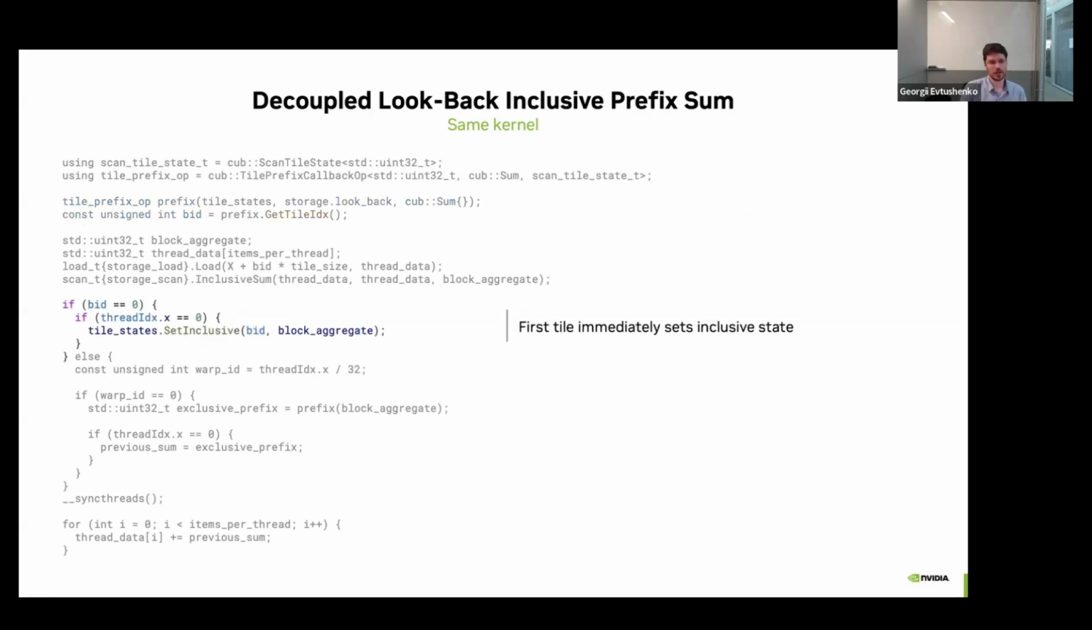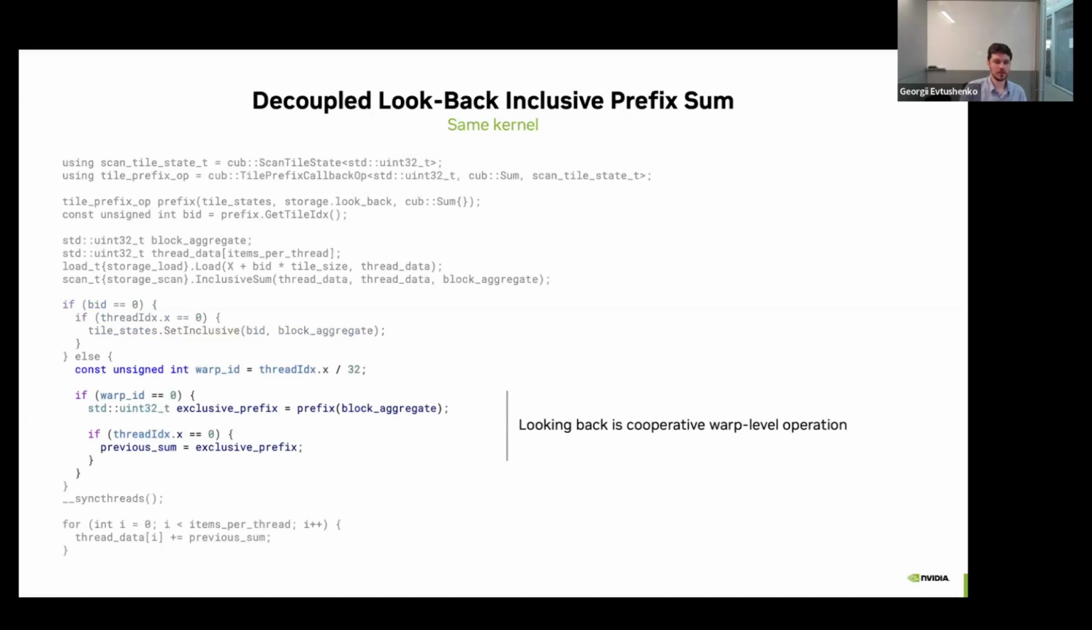Now, the first tile doesn't have to look back, so we can immediately set the inclusive state. Subsequent tiles invoke the prefix call operator cooperatively by the first warp. This operator returns the exclusive prefix, meaning that it doesn't incorporate the aggregate of the current block. Let's take a look at how decoupled lookback affected performance.